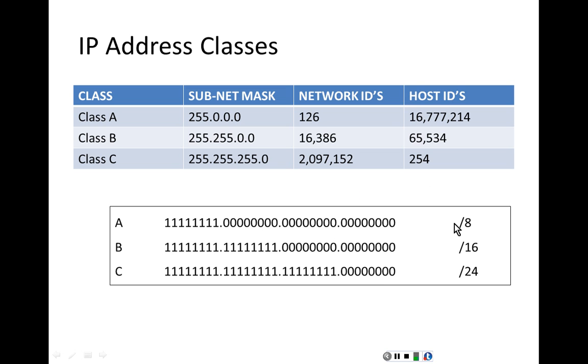And this bit pattern can be represented as a /8, /16, or /24. So a Class A network, you could say it's 255.0.0.0, or you could say it's 8 ones and 24 zeros, or you could just put /8. /8 means it's an 8-bit subnet mask. /16 is a 16-bit subnet mask, which is Class B, and /24 is a 24-bit subnet mask.